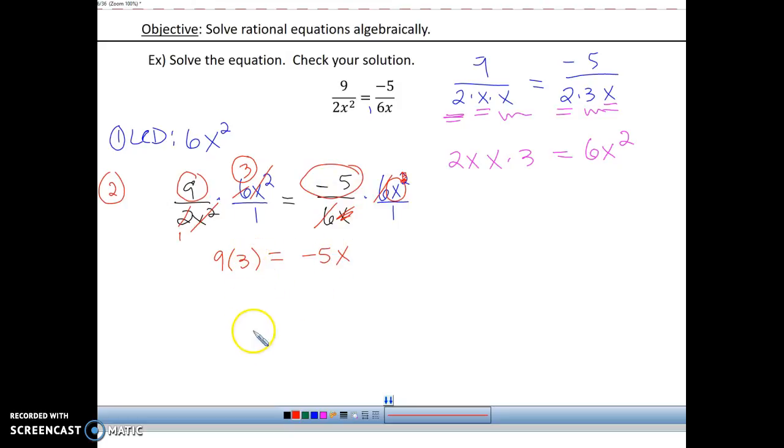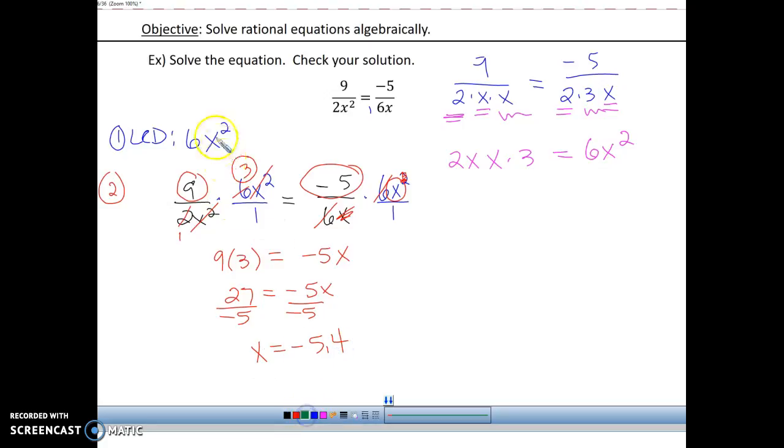And then you're supposed to solve. 9 times 3 is 27, I believe, equals negative 5x. And then in order to solve for x, you need to divide by negative 5. And let me grab a calculator for that. I don't know what that is. So 27 divided by negative 5 would be negative 5.4. My x would equal negative 5.4.